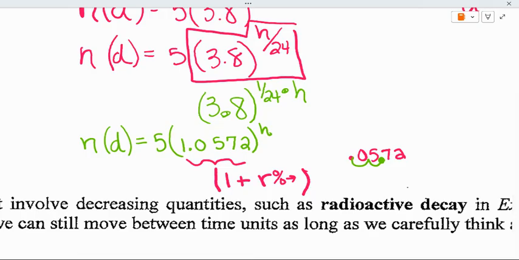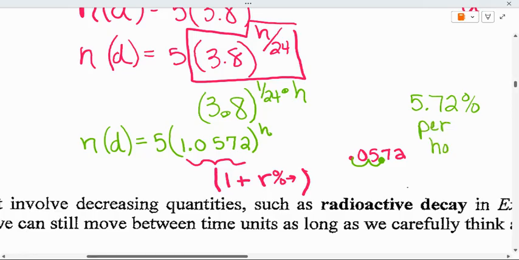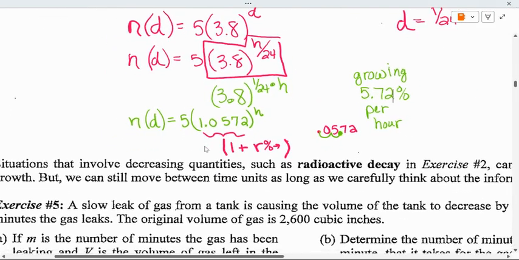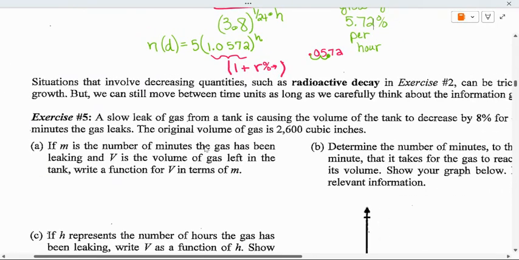So what percent is it decaying at? It's decaying at 5.72% per hour. Or not decaying, sorry, growing at 5.72% per hour. So this rumor is growing at 5.72% per hour. That's its growth rate. So we're taking a known growth rate and we're just changing the value of time. Okay? Let's look at this next one.